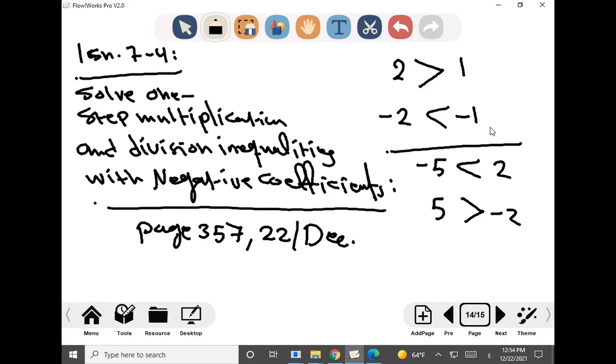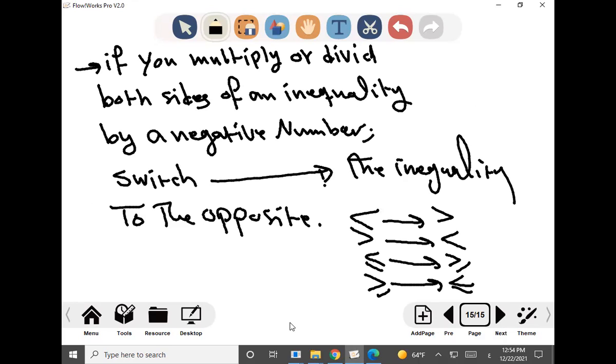If we have numbers, we read it from left to right. But if we have a variable, we read it from the variable. Here we have numbers, so we read it from left to right normally. Got it? Back to the note. Again, I will read it. If you multiply or divide both sides of an inequality by a negative number, it's important, switch the inequality to the opposite. Okay, copy it and let's do an example.